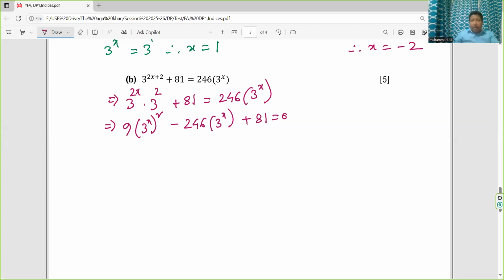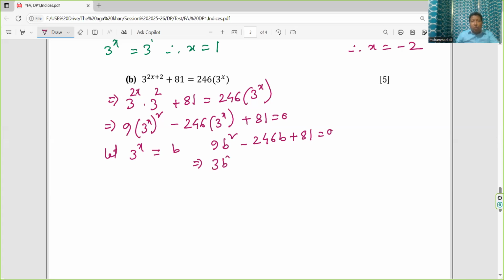Now we will say that let 3 to the power x equals b. So 9b square minus 246b plus 81 equals 0. If we divide it by 3, we'll get here 3b square minus 82b plus 27 equals 0. So 81, okay, so 3b square minus 81b minus b plus 27 equals 0.